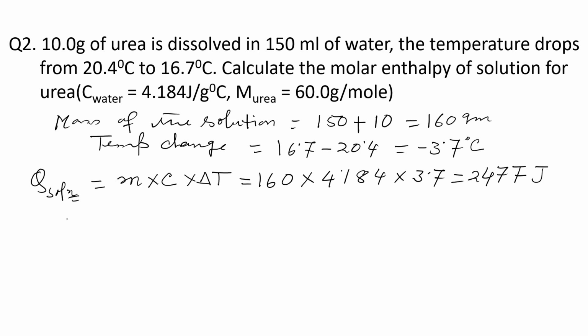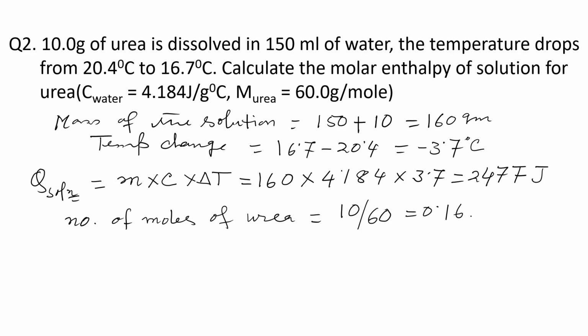Now, number of moles of urea. What is the number of moles of urea? Because you have to find out the molar enthalpy of the solution. Okay. That means molar heat change per mole. Number of moles of urea, that is equal to 10 gram urea you have taken and molecular weight is 60. So it is coming as 0.1667. This is number of moles of urea.